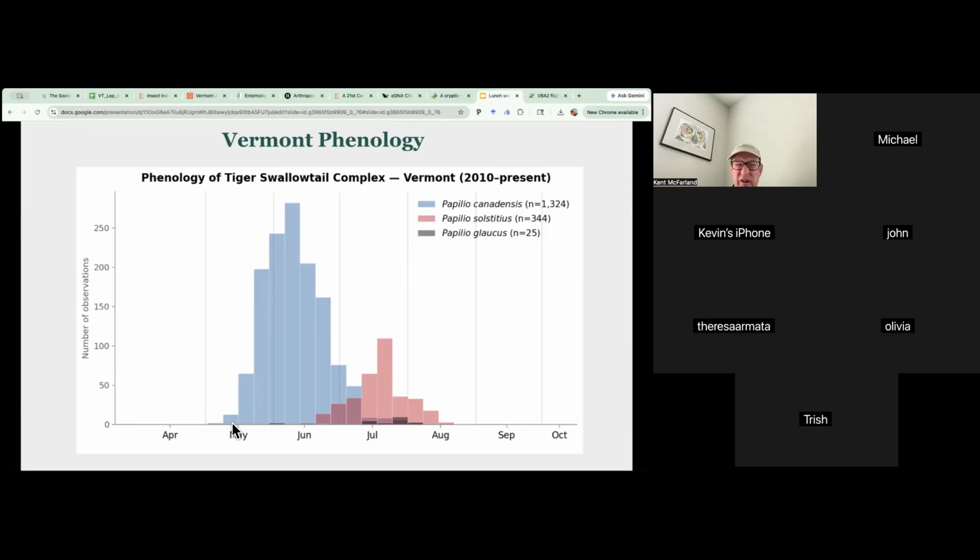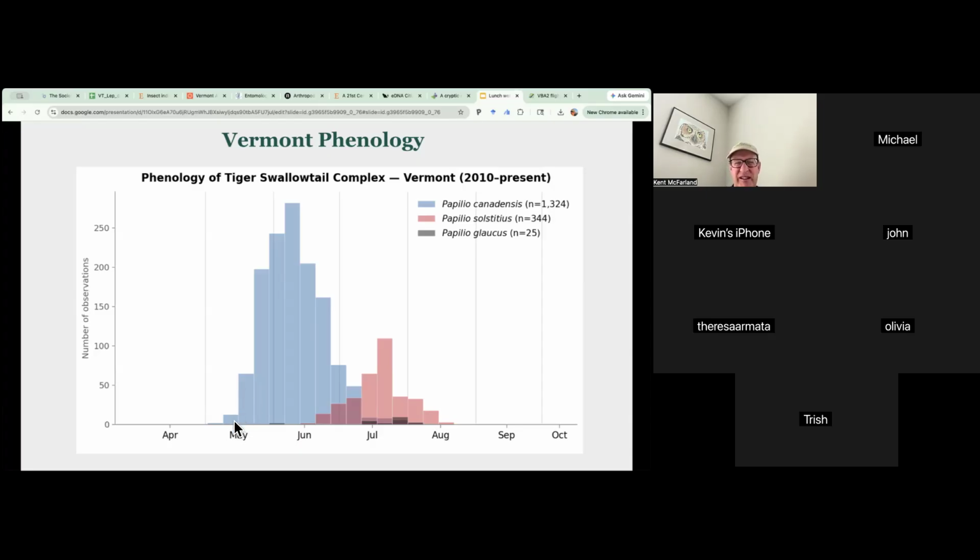It's pretty much the only thing flying in Vermont right now. Should you ID it only on phenology? Absolutely not. Would you probably be right? You're probably going to be right if you did. But it's just one of those things. Again, it's a piece of the puzzle for you to ID the species.